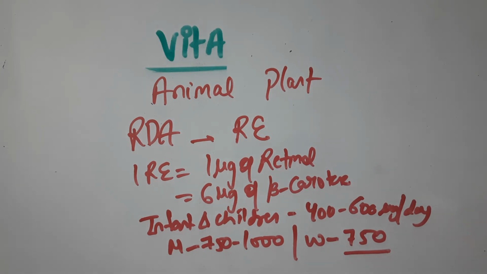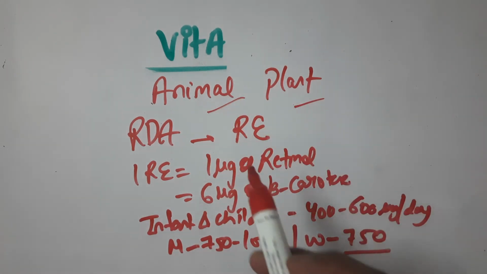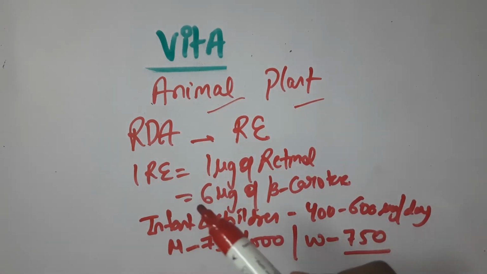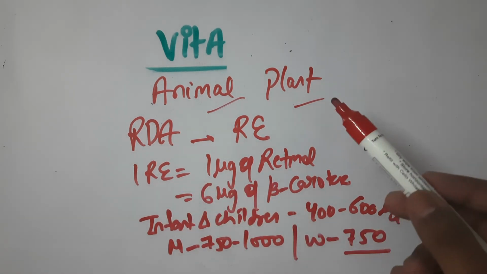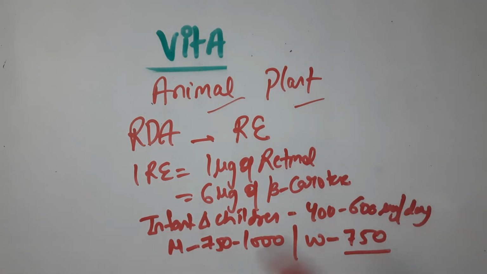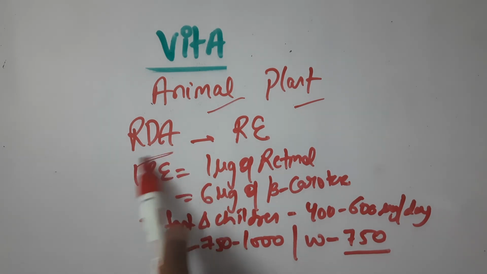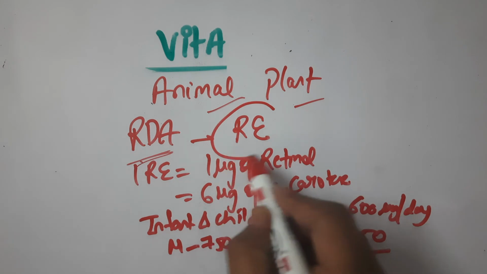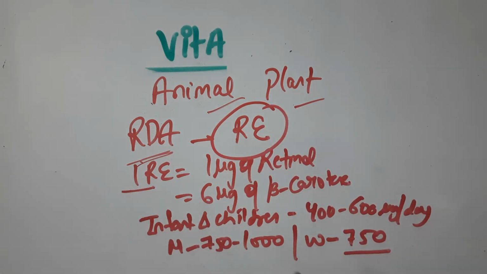Now you can see the dietary sources of vitamin A. There are animal sources and vegetables also. Animal sources include milk, butter, cream, cheese, egg yolk, liver, fish liver oil. In vegetables, we have carrot, papaya, mango. If we see the daily requirements of vitamin A, the recommended daily allowances are expressed in the form of retinol equivalents. One retinol equivalent is equal to 1 microgram of retinol, which is equal to 6 microgram of beta carotene.